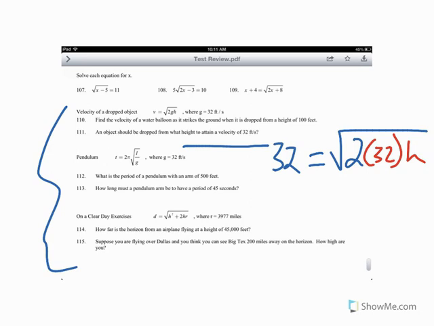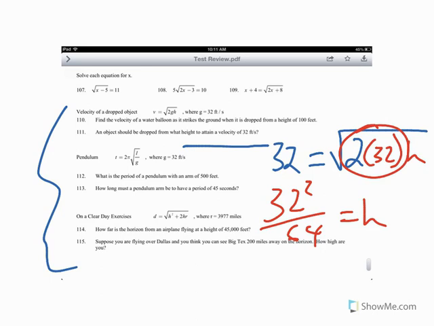Square both sides, so it's going to be 32 squared divided by 64 is equal to h. I got 64 by multiplying 2 times 32. Like I said, I don't have a calculator, so I have no idea what that is. But guys, all you're doing is giving a formula, plugging and chugging, and figuring out your answers.